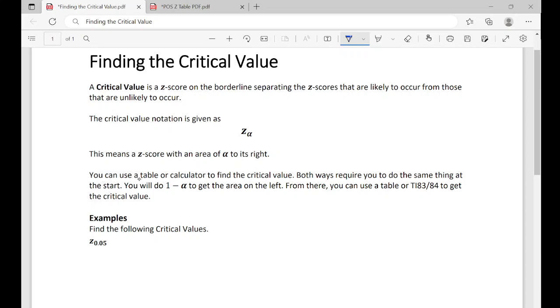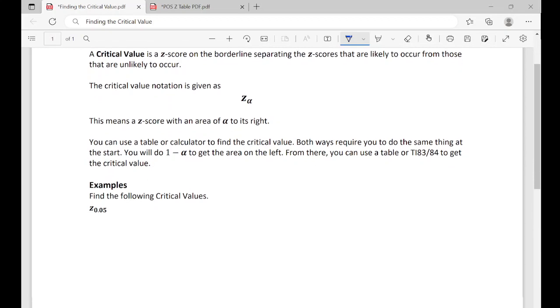You can use a table or a calculator to find the critical value, but both ways require you to do the exact same thing at the start. And that thing is you have to do 1 minus alpha to get the area on the left. Whether it's a table or a calculator, you need the area on the left. Once you have that area on the left, you can use either the table or the TI-83 or 84 to get the critical value. So let's look at a couple of examples.